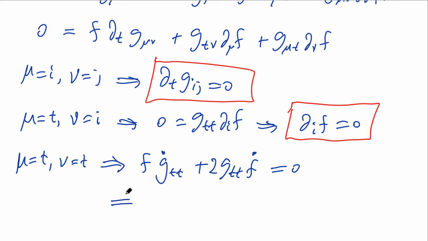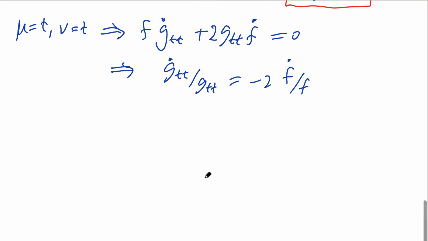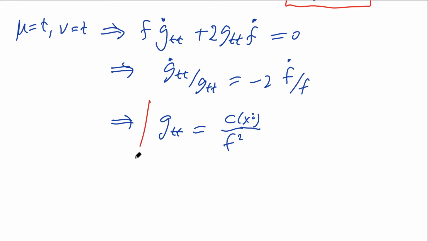This equation is not difficult to solve. We can rewrite this as gtt dot over gtt equals minus 2 times f dot over f, and then integrate. And what we find is that gtt is an integration constant c over f squared. But now this integration constant comes from integrating over t, and we can integrate this for each of the spatial coordinate values xi. So this is really a function of xi. So let's collect together our results.